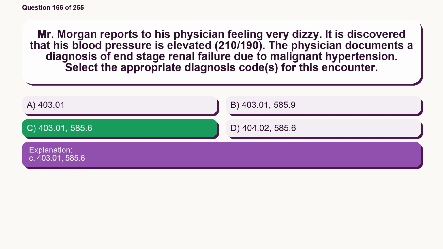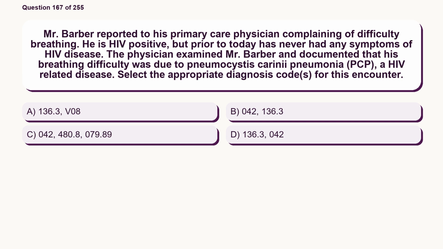Question 167. Mr. Barber reported to his primary care physician complaining of difficulty breathing. He is HIV positive, but prior to today has never had any symptoms of HIV disease. The physician examined Mr. Barber and documented that his breathing difficulty was due to pneumocystis carinii pneumonia, PCP, a HIV-related disease. Select the appropriate diagnosis code(s) for this encounter.